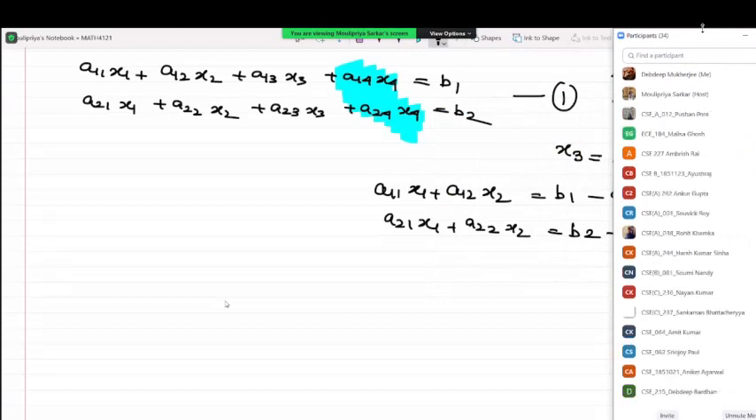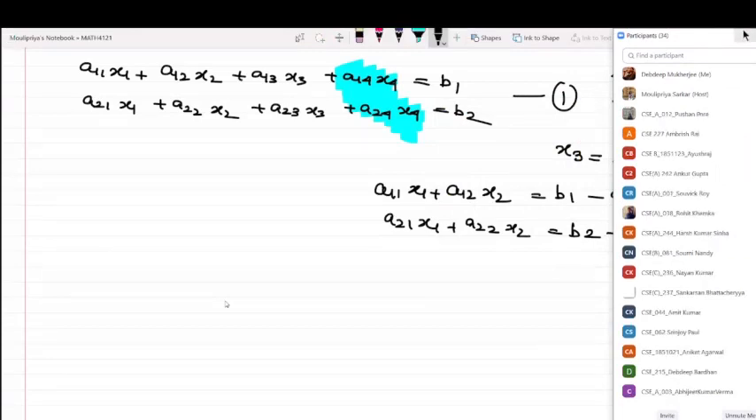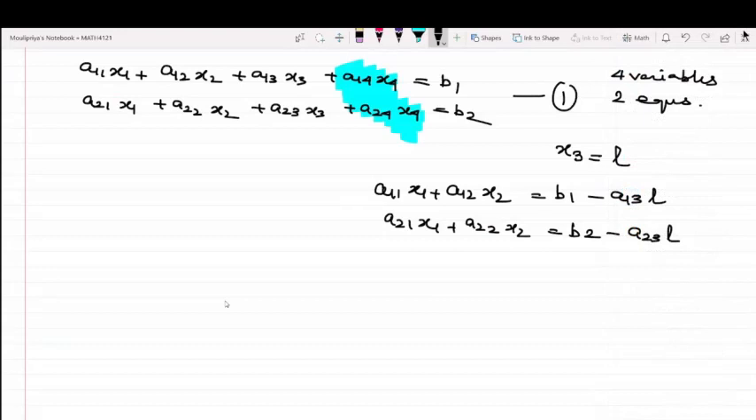That implies we would be getting x1 and x2 in terms of L. If L is 0, we get different values for x1 and x2. For L equal to 1, we get another set. That implies, in a nutshell, we would be getting infinitely many solutions. Are we okay with this? Yes. I think this part is clear to you.